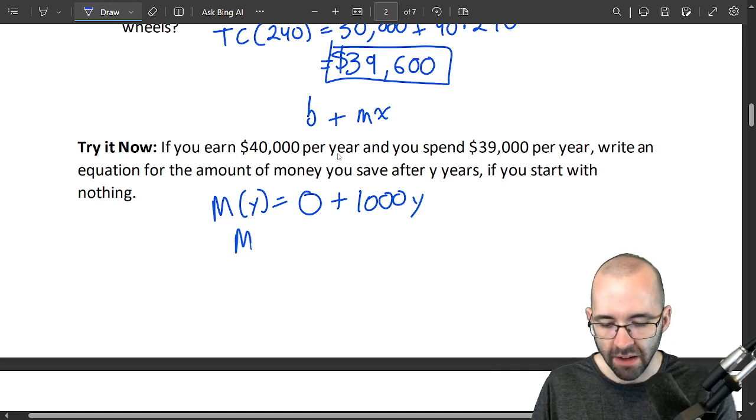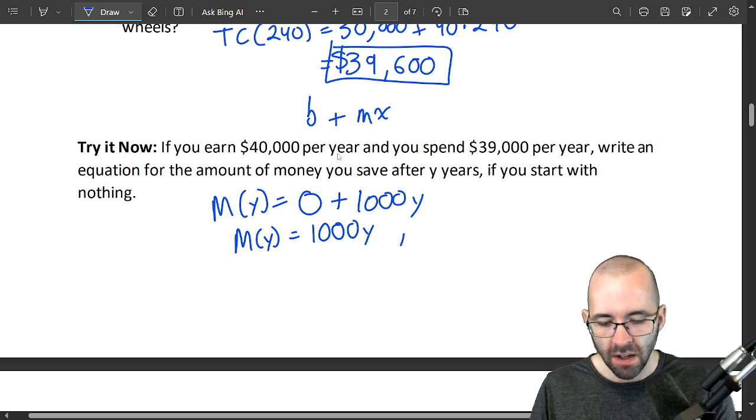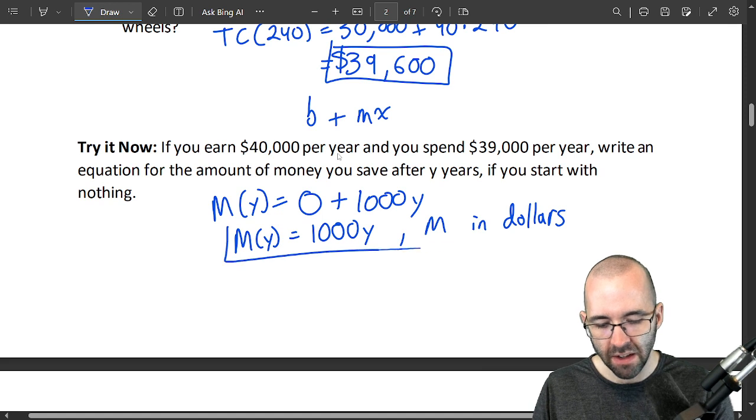And we can simplify that a little bit. The money after Y years is just going to be $1,000 times Y. And the problem didn't specify, so we're going to say M is just in dollars. That's the first part of this answer.